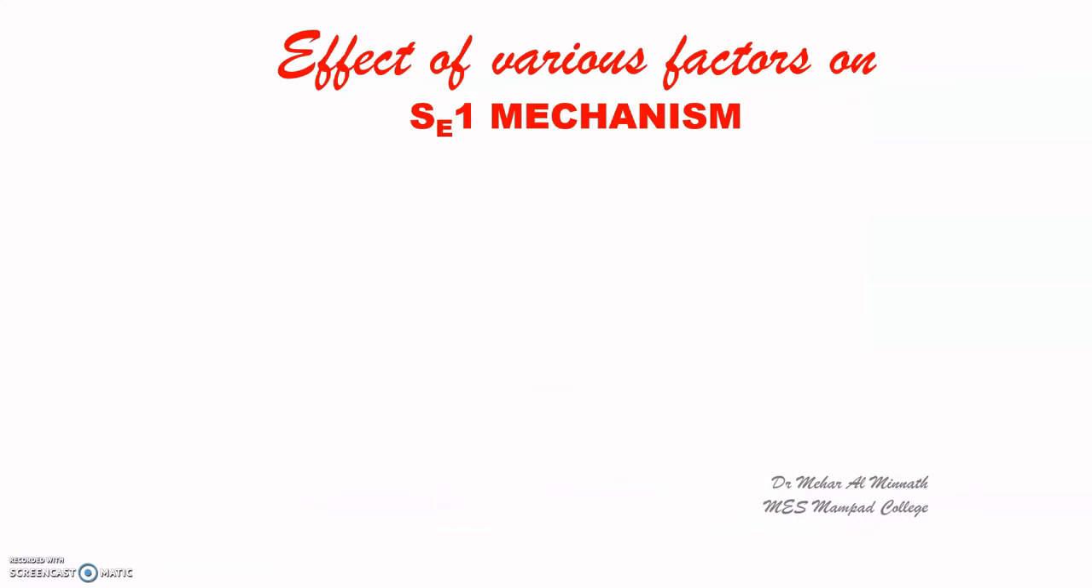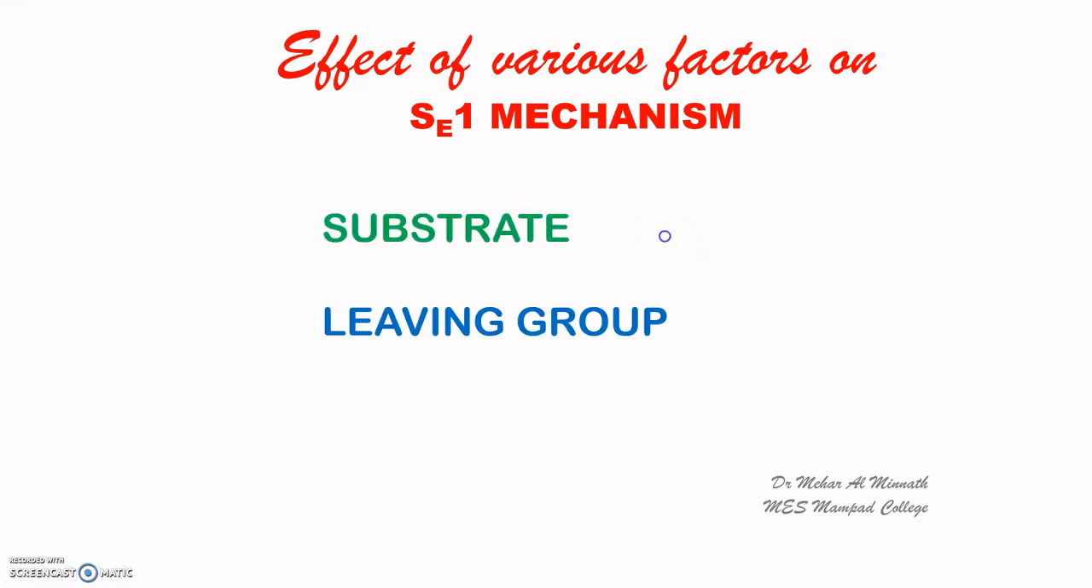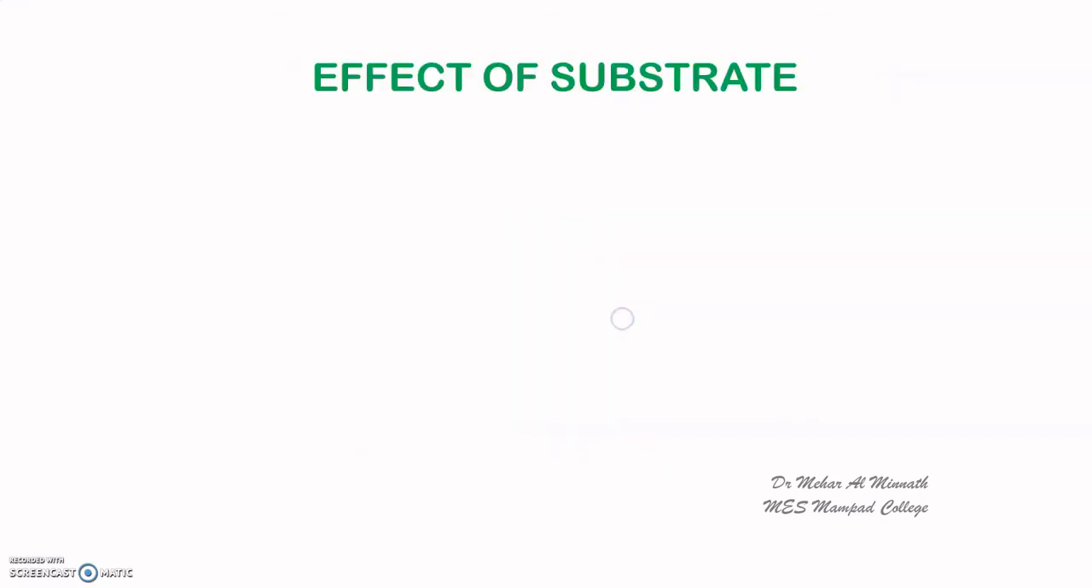Now, what are the various factors which decide the rate of SE1 mechanism? We have different factors: the nature of the substrate, the nature of the leaving group, and the nature of the solvent. The incoming electrophile is not going to affect the rate of the reaction, because we know it's a unimolecular reaction. Let us take up the effect of substrate on SE1 mechanism.